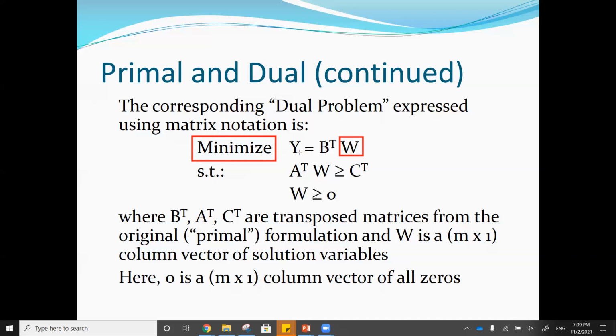And remember, we know the definition of matrix B from our original problem. And then my constraints will look like this: A transpose W would be greater than or equal to C transpose. When I say C transpose, the transpose is the transpose of the matrix. Transpose means you write the rows as columns and columns as rows. So if you transpose any matrix, you basically convert its rows into columns and columns into rows.